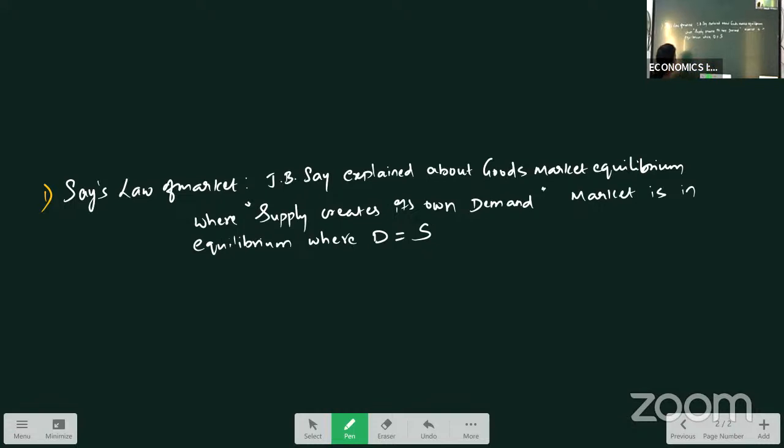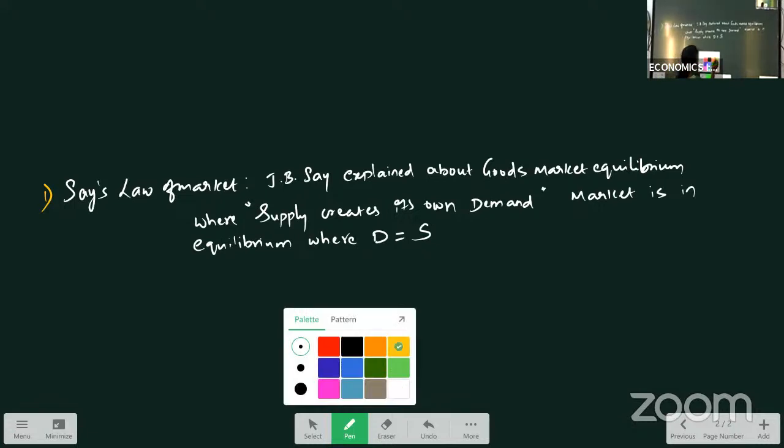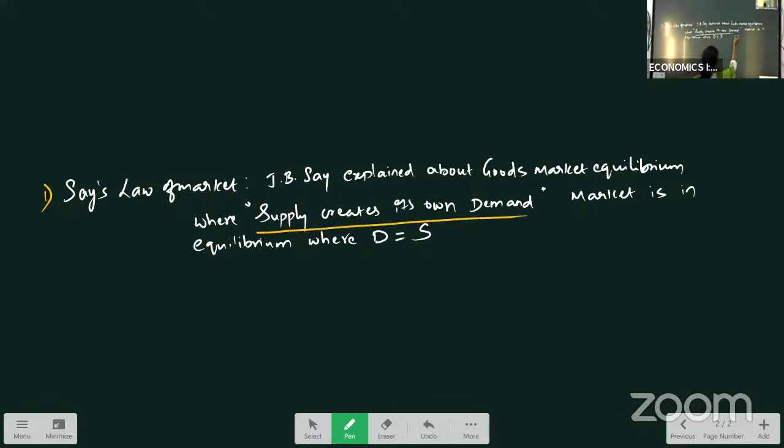So what was explained in Say's law of market? It was explained by J.B. Say in the case of goods market equilibrium, where supply creates its own demand, and demand and supply will always be equal. So this is the concept of Say's law of market. Next question you have.